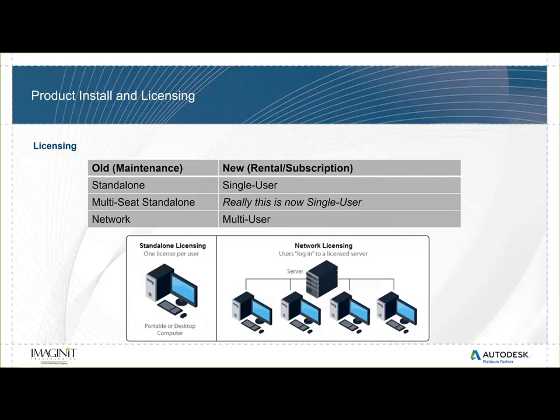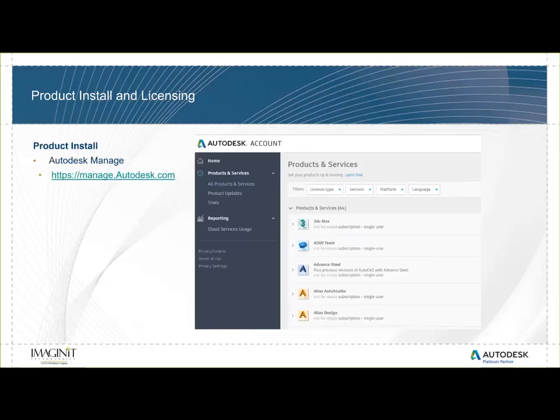Network is now called multi-user. There is no such thing really called network, but if you talk to a salesperson or a tech, we're going to know that when you say network, what you really mean is multi-user. Okay, so that's pretty straightforward, but it gets confusing when you're on what we will call maintenance and you haven't updated to subscription yet. If you go from 2019 maintenance to 2020 maintenance, it's the same as far as installation goes, the same type of routine. Nothing has changed there.